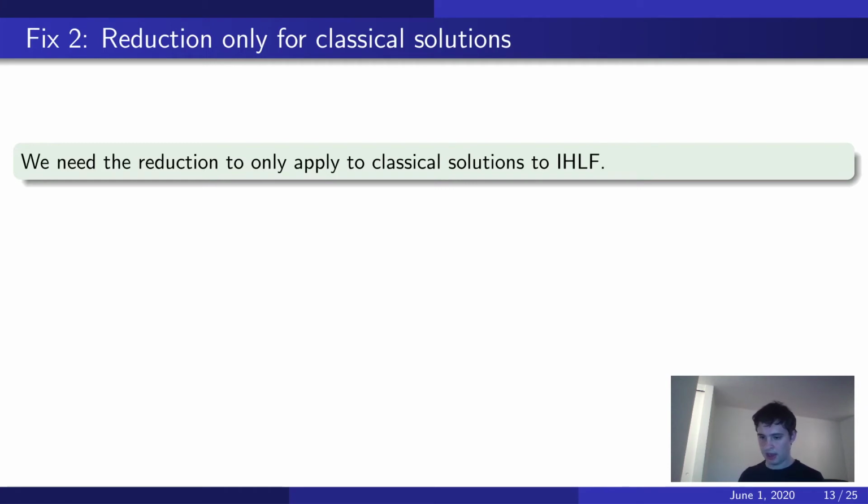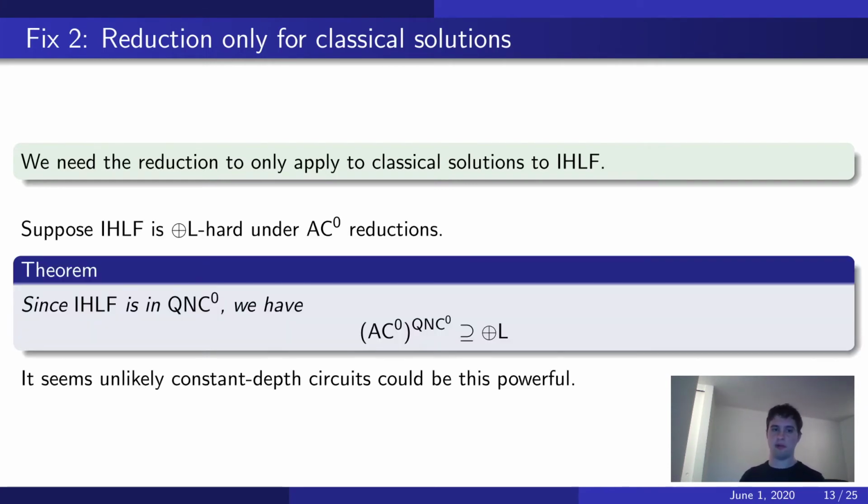So to see why, let's think about what happens if we had the reduction we want. Suppose interactive HLF is parity L hard, and for concreteness we have AC0 reductions. So what that would mean is we could plug in the quantum solution for IHLF. Right? We know a constant depth quantum circuit solves this problem. So let's plug it in and see what the reduction tells us. And basically what it tells us is that some combination of AC0 with an oracle to QNC0, that's not quite accurate, but pretty close, solves parity L hard problems, okay, and thus all of parity L.